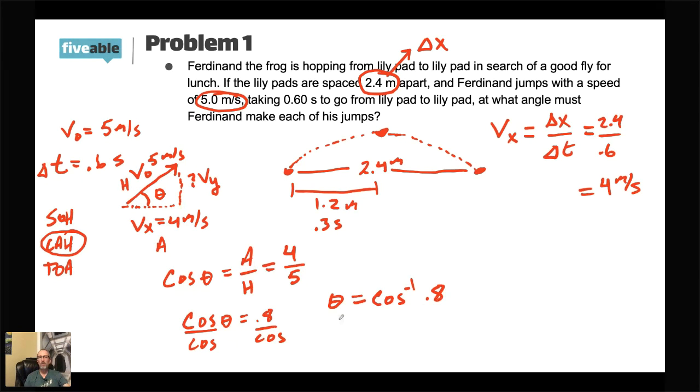And probably the best thing to do is round these angles to 1 decimal spot. So this would be 36.9 degrees. So that's the angle that he makes in order to jump from one side to the other. If that angle is steeper, or if it's less steep, then the frog's going to miss. So we want to make sure that we hit the right one.